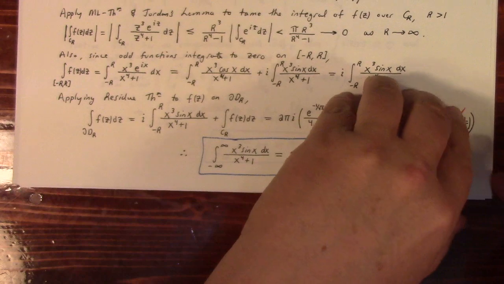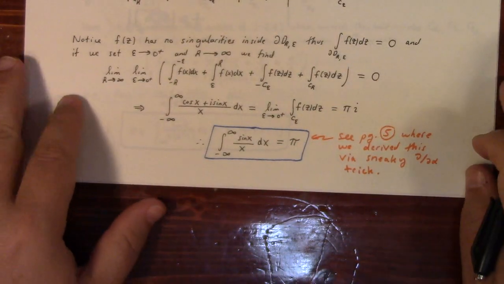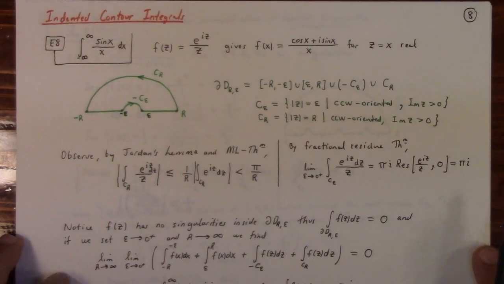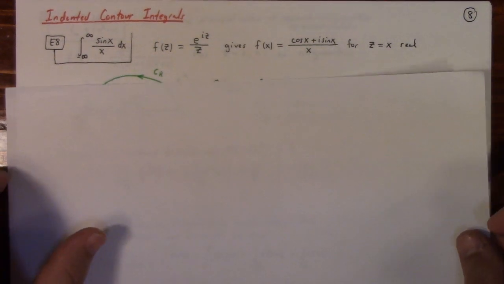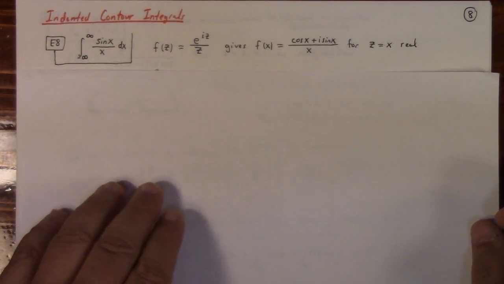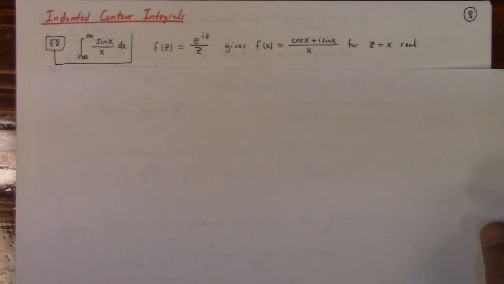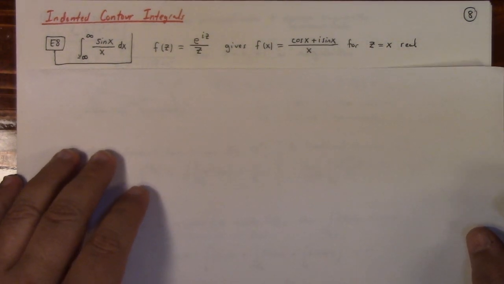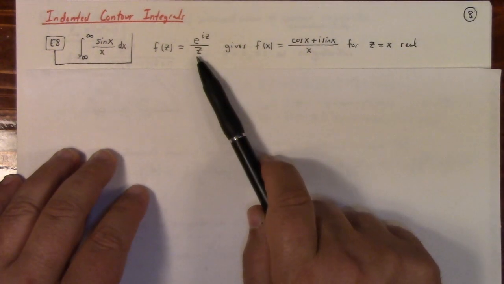All right, let us go. Next up, indented contour integrals. So here we look at things of the form like this, integral of sine x over x dx. So we saw that that was pi, yeah, it was pi before, we found from the sneaky trick. But now we'll use an indented contour to calculate it more carefully.